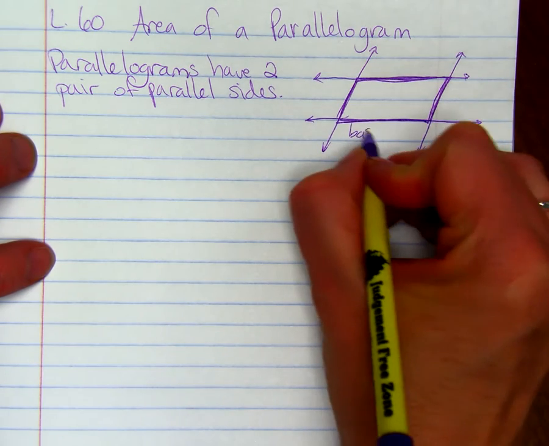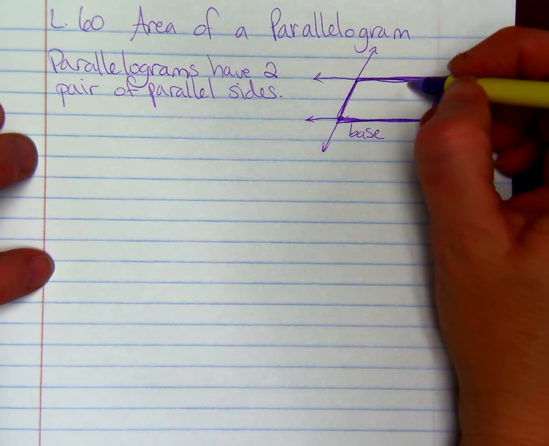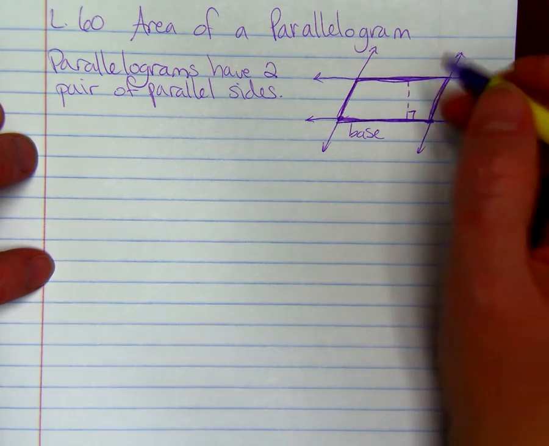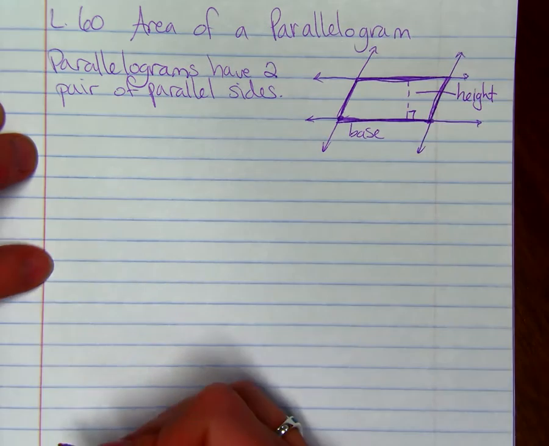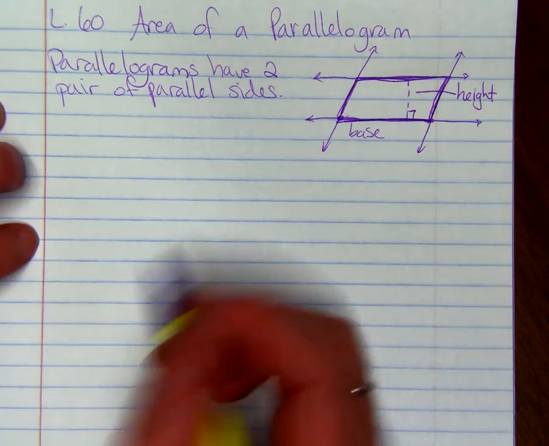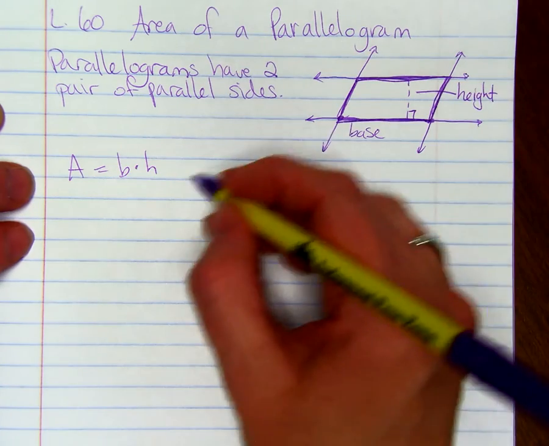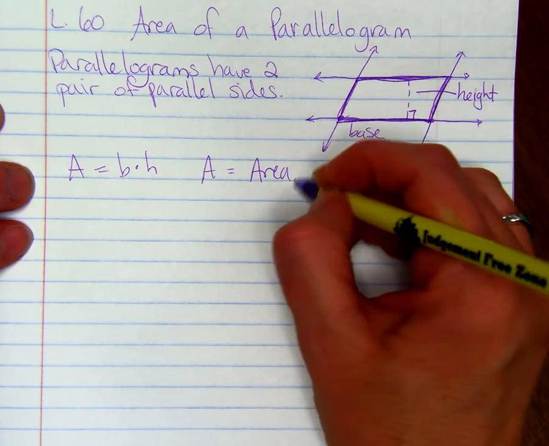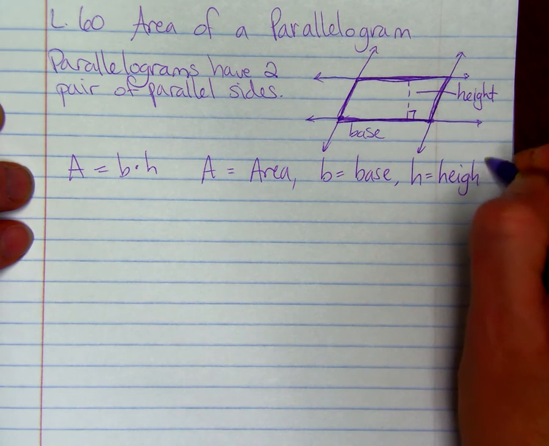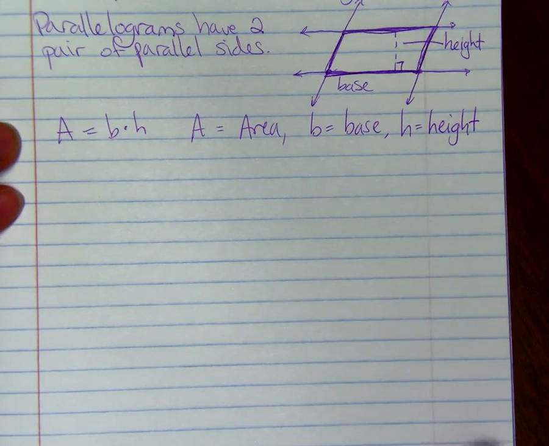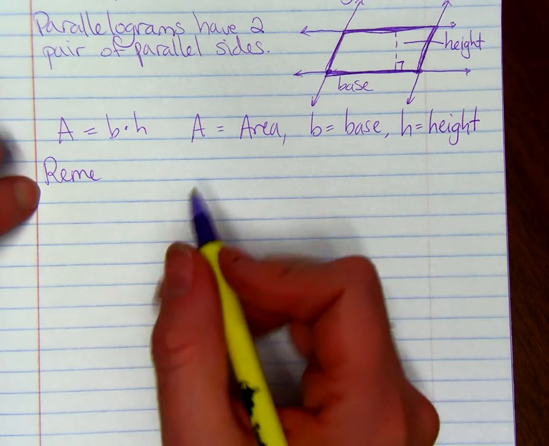The base length is the length between the two sets of parallel sides, and the height is the perpendicular distance from the top of the figure to the base. If we wanted to find the area of a parallelogram, it is just base times height. So in our equation, A stands for area, B stands for the length of the base, and H stands for the height. Remember that height is always measured at a 90-degree angle.